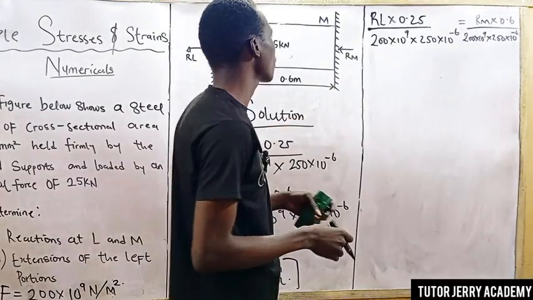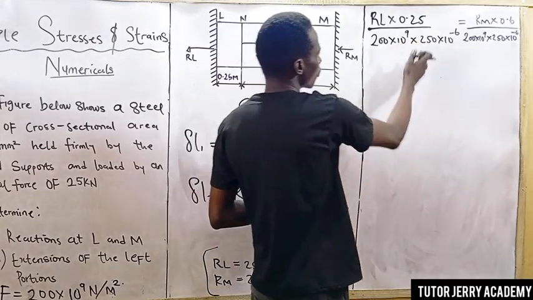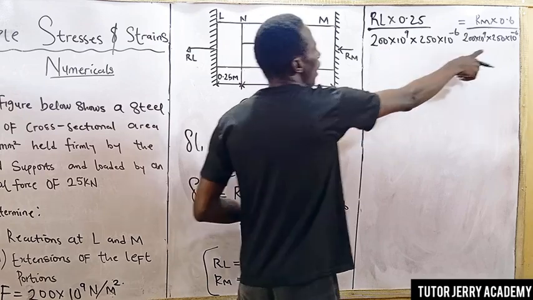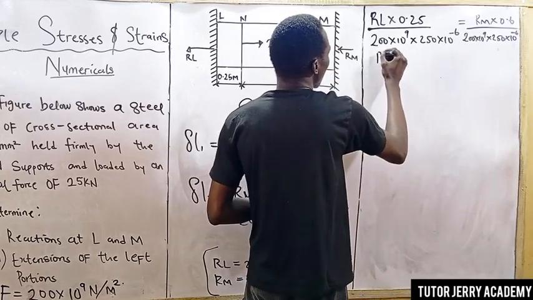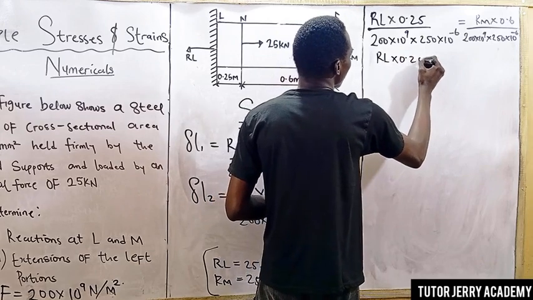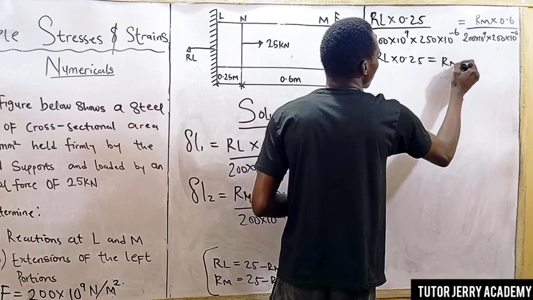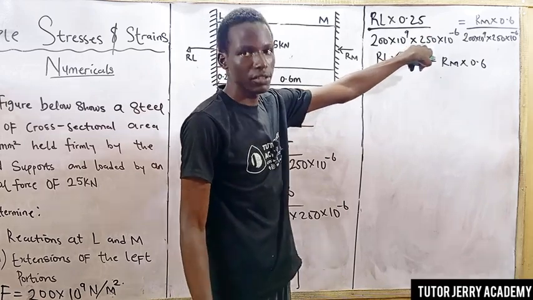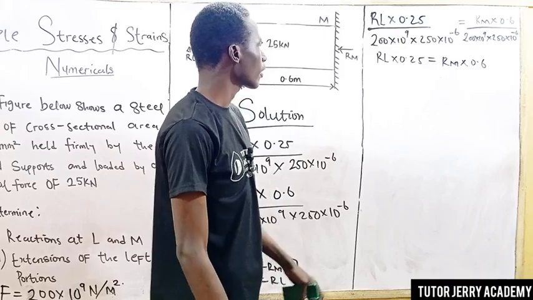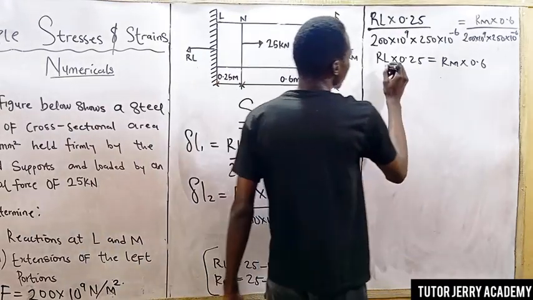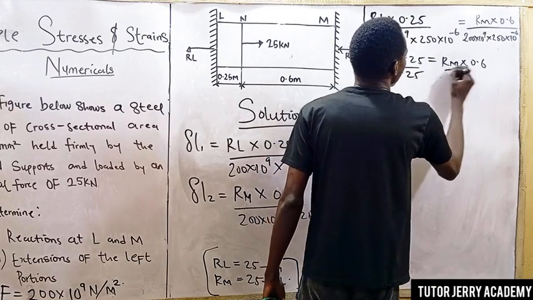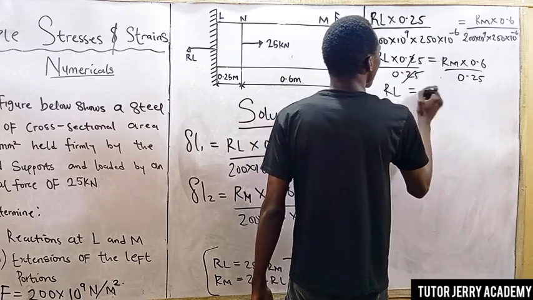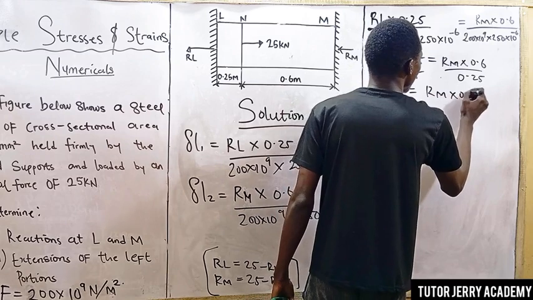Next, we'll be multiplying both sides of this equation by 200 times 10 to the power of 9 multiplied by 250 times 10 to the power of minus 6. If you do that, we know that this and this will go. We will be left with RL multiplied by 0.25 equal to Rm multiplied by 0.6. Very simple, just multiply both sides by the denominator. So now what do you see? From here we can divide both sides by 0.25, which implies that RL will be equal to Rm multiplied by 0.6 all over 0.25.